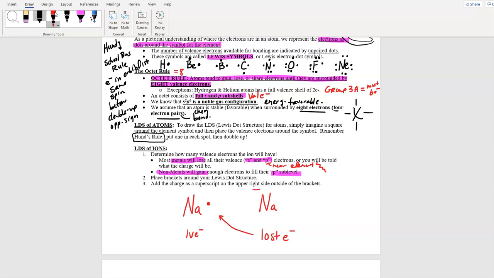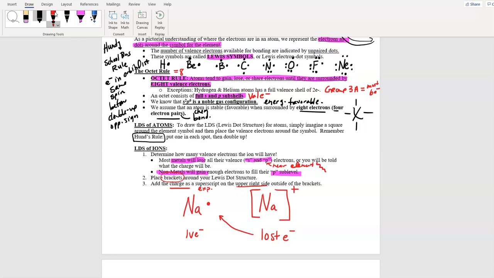So what you do is you put the whole symbol in brackets, right there, in brackets, and then you put the charge as a superscript, aka an exponent, in the upper right corner to show that that element lost an electron. Okay? So if you lost 2, 3, whatever it may be, you put the element in brackets and you put the charge in the corner.